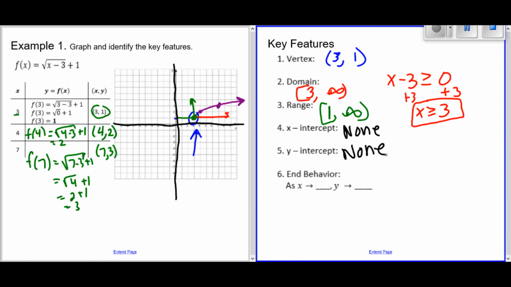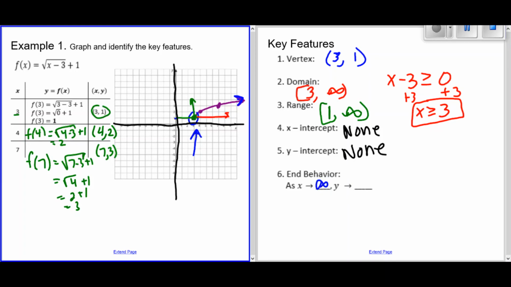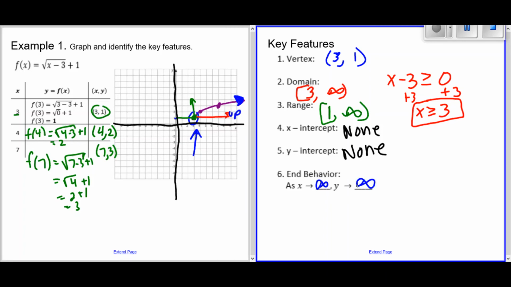Then end behavior. So as x approaches infinity, meaning as your x's get larger, what happens to your y's? So again, you're just going to look at the right arrow there. That right arrow, remember, isn't going to climb very steeply. Doesn't look like it's pointing up, but this is really pointing up. It's just not climbing very steeply for you to see it, but that arrow would be pointing up. So as x's get larger, y's get larger as well.